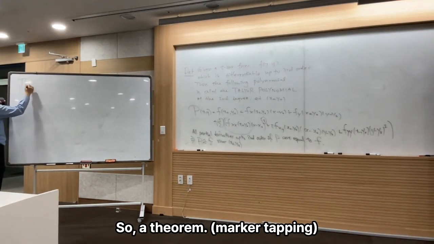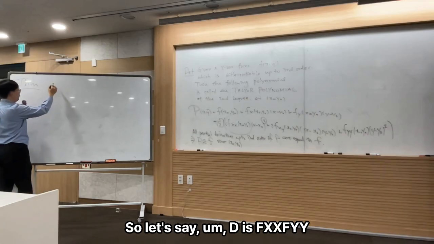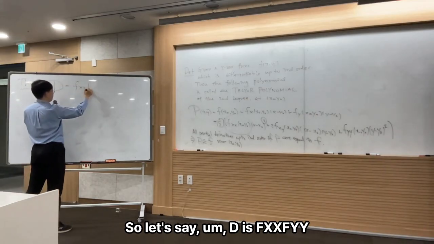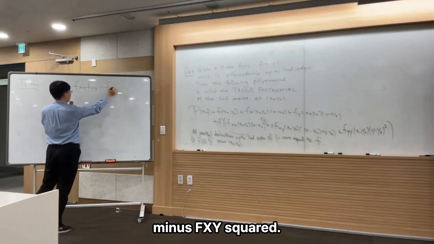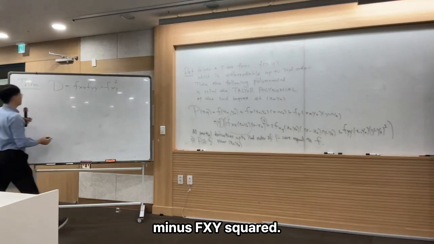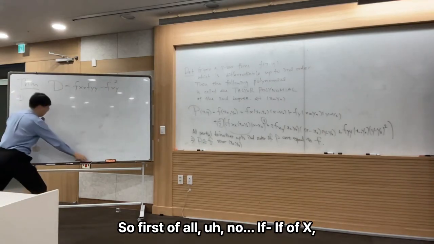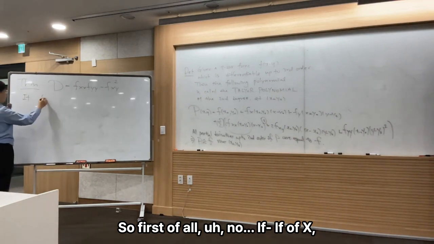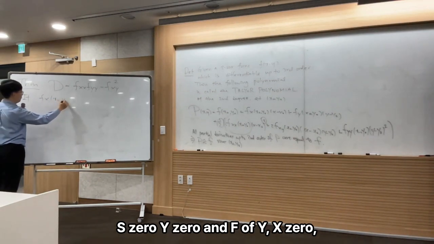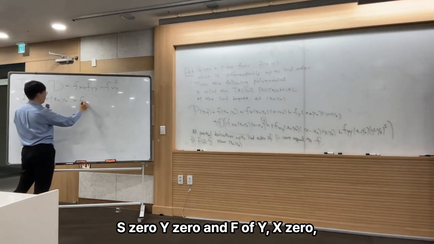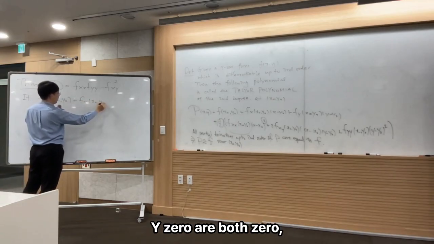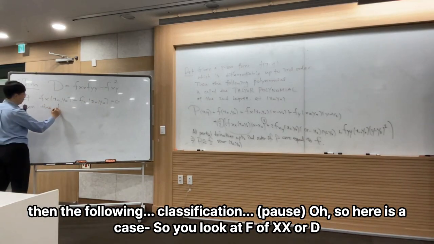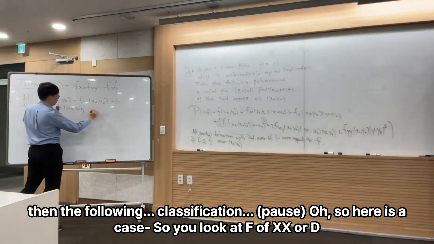So, theorem. Let's say D is f_xx f_yy minus f_xy squared. So first of all, if f_x at (x0, y0) and f_y at (x0, y0) are both 0, then the following classification holds.